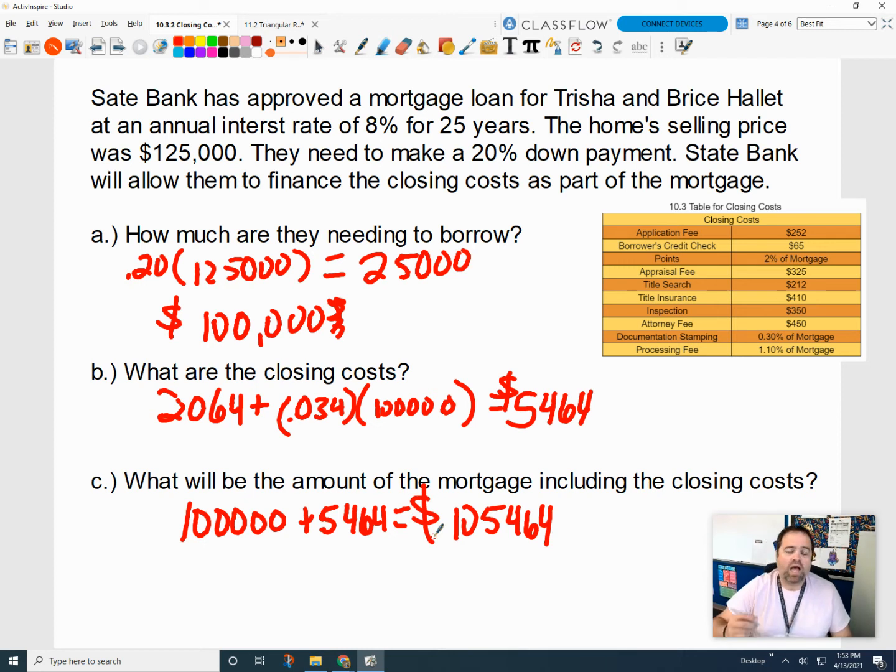Okay. Calculate the down payment, subtract it off. Calculate the closing costs, add those back on.